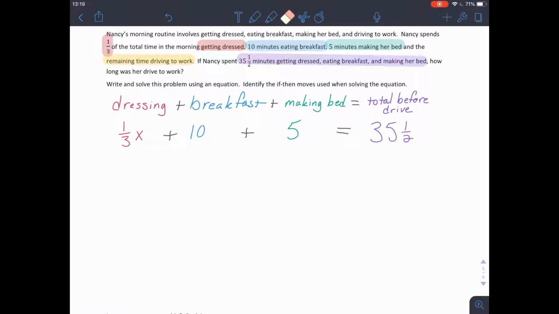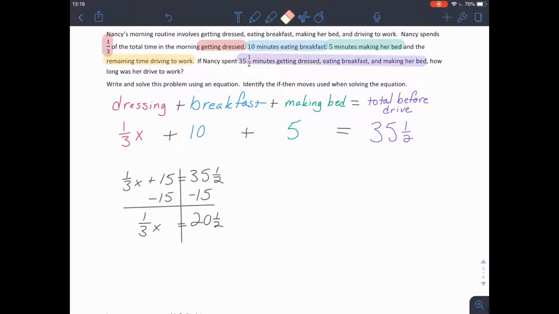How did it go? If you followed our steps, you would have seen that there was nothing to use the distributive property on, so your next step was to combine like terms. Our only like terms were our regular constant numbers, 10 and 5. So this would have equaled 1/3 x plus 15. Then you needed to undo your addition of 15 by subtracting 15 from both sides. After that, you're left with 1/3 x equals 20.5 minutes.